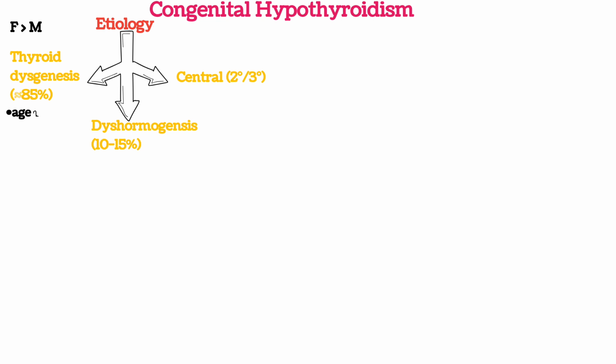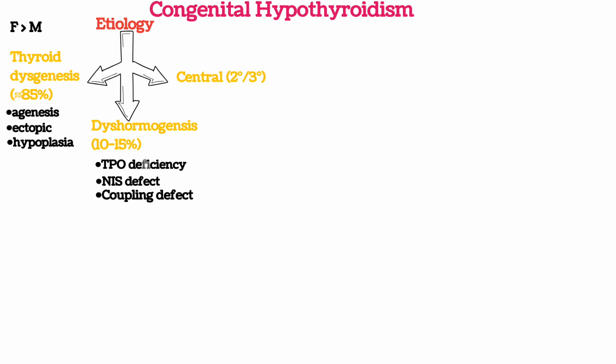In thyroid dysgenesis, there is agenesis of the gland, non-formation. Then there is ectopic thyroid, where the thyroid is not in its location, and there is hypoplasia, where the thyroid is in its location but doesn't function well. And in dyshormonogenesis, there is TPO deficiency, sodium iodide symporter defect, and coupling defect. And central, as I told you, pituitary and hypothalamic.